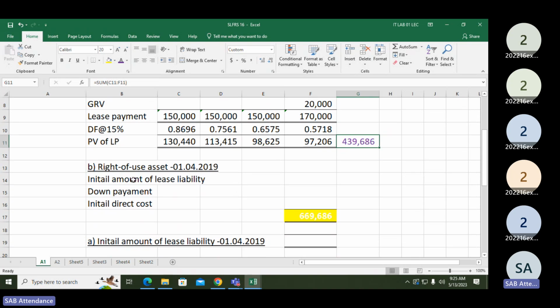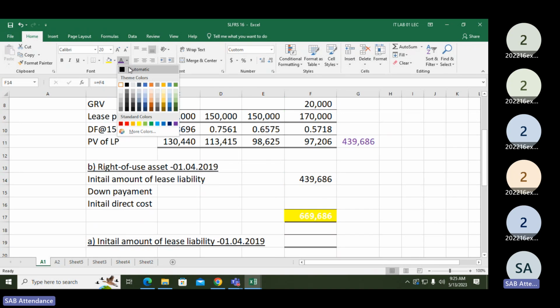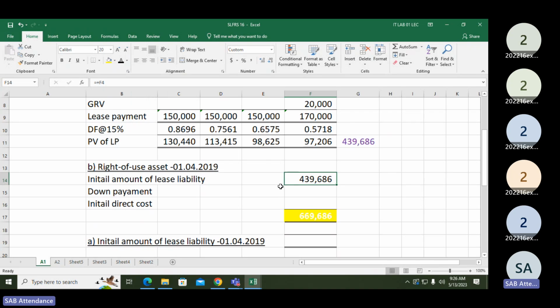Right? Then the right of use asset. Now this initial measurement of the lease liability, you credit lease liability and debit right of use asset. Then the down payment, you credit cash and debit the right of use asset. Initial direct cost paid by the lessee is also capitalized. So altogether, it is 686. The right of use asset.